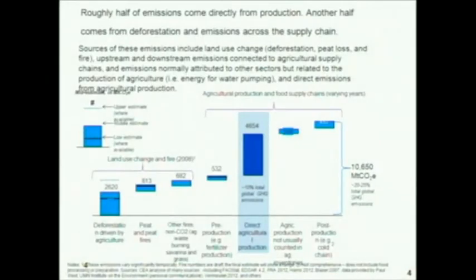Now, about half of the emissions from agriculture come from direct agricultural production. Another half comes from deforestation, so from land use change, and emissions across the supply chain. And that is what this slide was trying to show you: altogether we have about 10 gigatons, which is about 20 to 25% of the total global emissions, and about 5 come from direct agricultural production, about 4 from land use, and then the rest from further down in the supply chain.